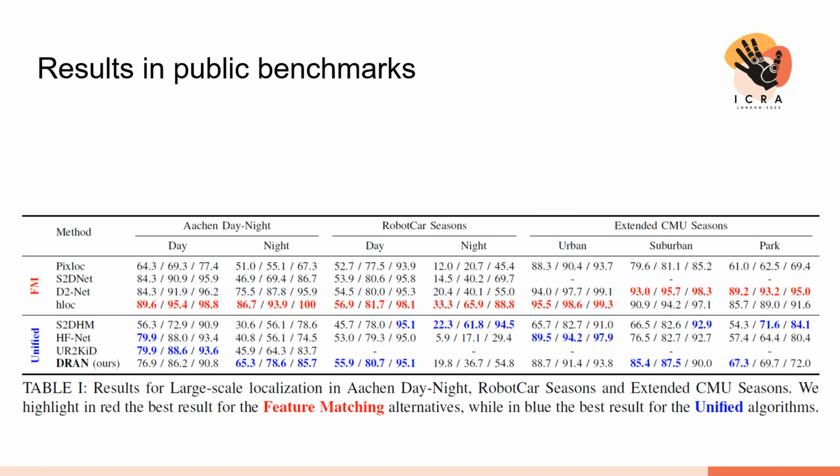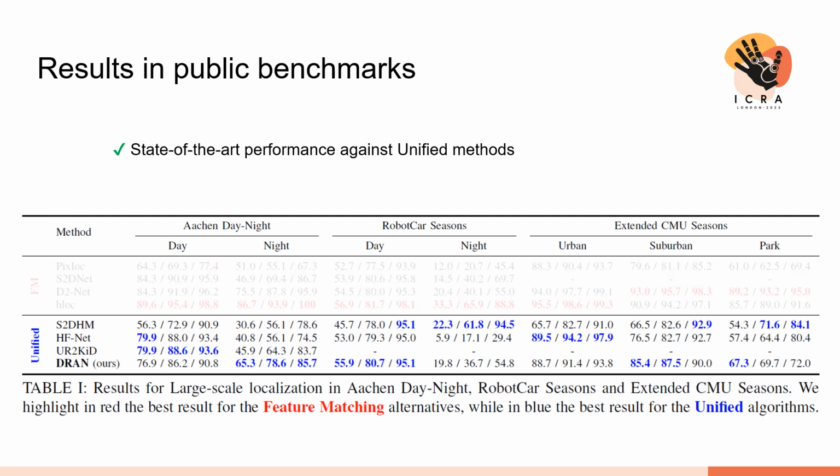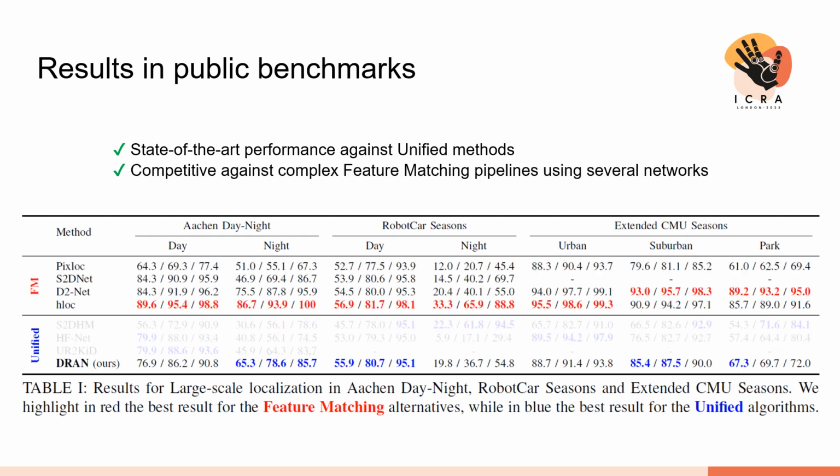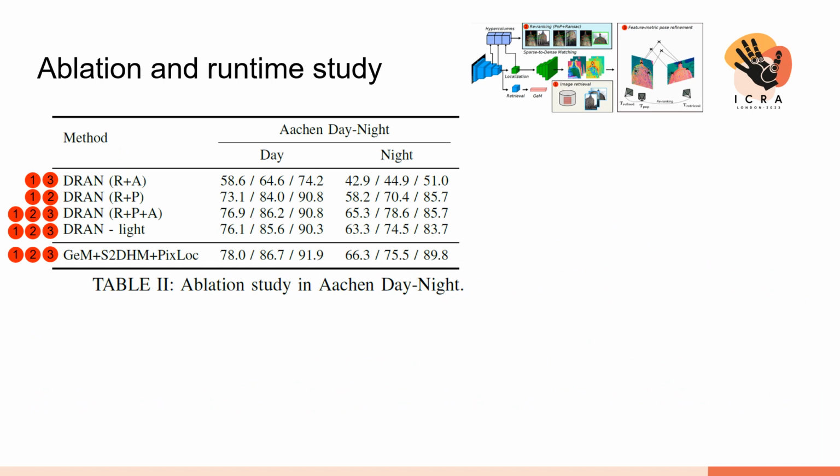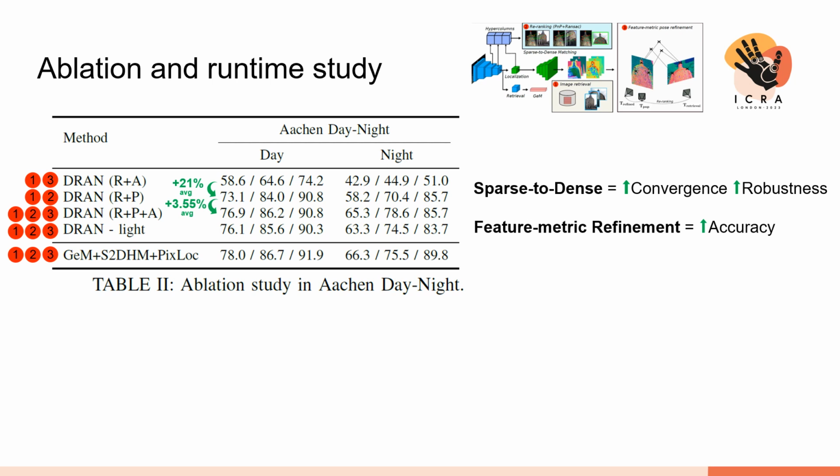We evaluate in three different benchmarks, comparing against other unified and feature matching pipelines. We saw state-of-the-art performance against unified methods, while being competitive against complex pipelines using several networks. The ablation study shows the benefits of the combination of the sparse to dense matching and the featuremetric refinement. Using sparse to dense increases convergence and robustness when initial poses are coarse with respect to the approach of just using featuremetric refinement. Featuremetric boosts the accuracy in final thresholds when the initial poses are given by the sparse to dense matching.